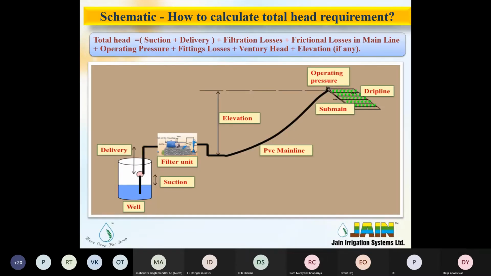So this is in the drawing. You can see in the drip system, this is the total head. How is the total head worked out? There is a water source. From the water source, there is suction plus delivery. Then the water goes through the filtration system, then through the pipeline. So all these parameters need to be added.